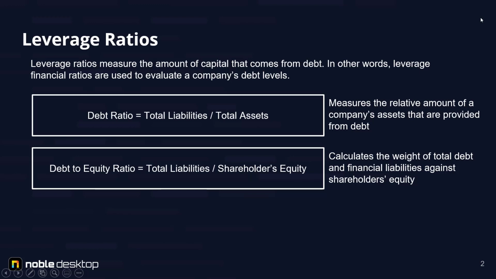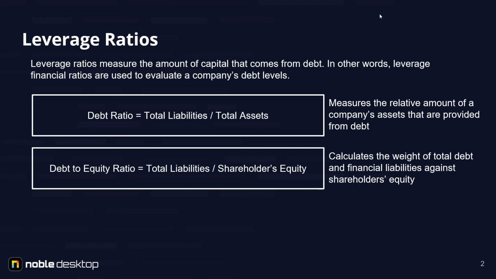Debt to equity ratio calculates the weight of total debt and financial liabilities against shareholders' equity. What counts as a good debt to equity ratio will depend on the nature of the business and its industry. Generally speaking, a debt to equity ratio below 1 would be seen as relatively safe, whereas ratios of 2 or higher would be considered risky.